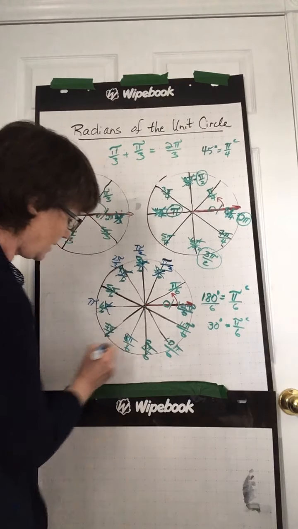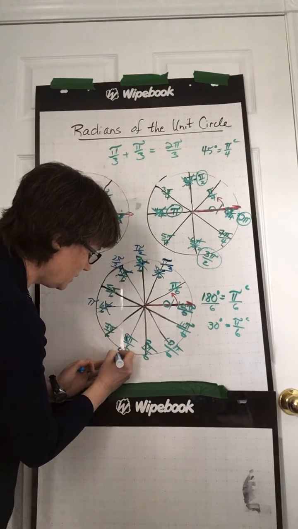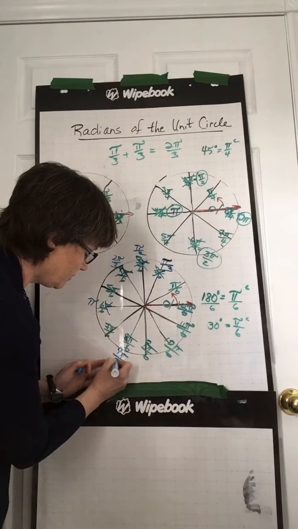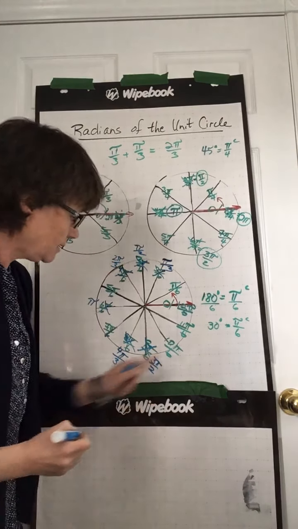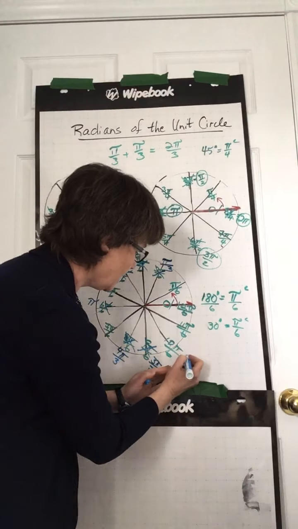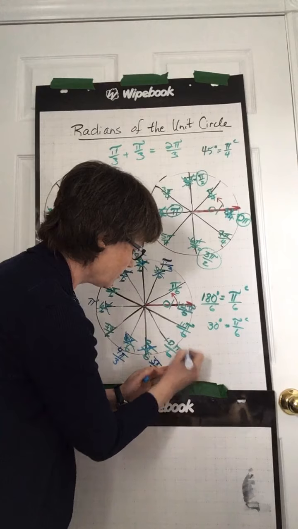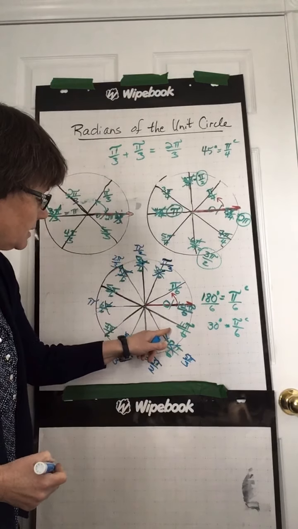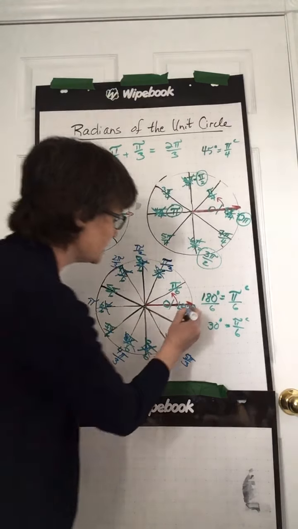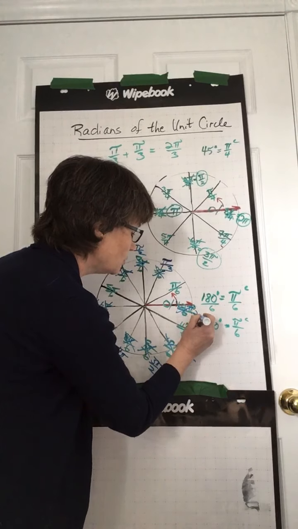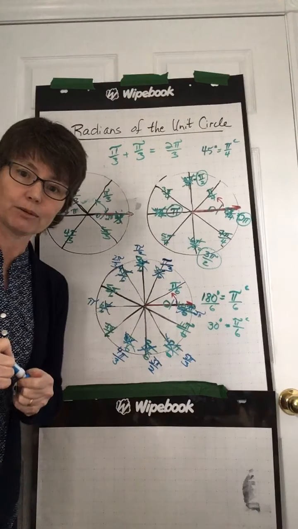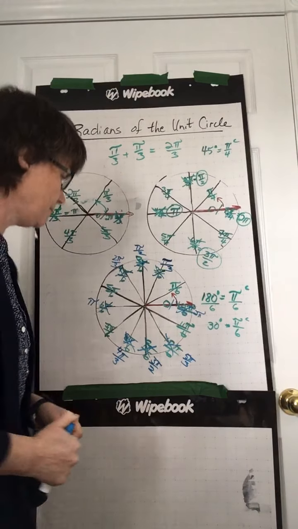7 pi over 6 is good. 8 pi over 6, better written as 4 pi over 3. 9 pi over 6, better written as 3 pi over 2. 10 pi over 6, reduce the fraction again, 5 pi over 3. 11 pi over 6 stays. 12 pi over 6, again, changes to 2 pi. Okay, so there we have it, all the way around the unit circle.